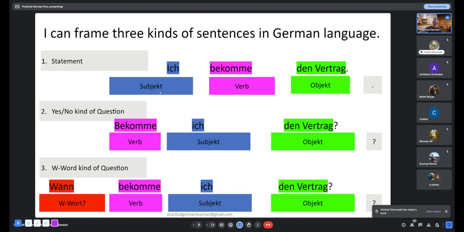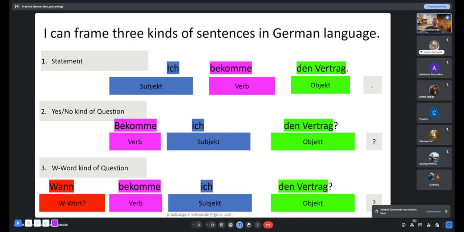A statement normally has a subject, a verb, and an object. So, ich bekomme den Vertrag. If you want to convert a statement to a yes or no kind of question, all you have to do is interchange the positions of the subject and the verb. So instead of ich bekomme den Vertrag, you say bekomme ich den Vertrag with a question mark, right? If you want to convert a yes or no kind of question into a W kind of question, just take the yes or no question and put a W word before that. So instead of saying bekomme ich den Vertrag, you will say wann bekomme ich den Vertrag. Yeah, when do I get the contract? When am I getting the contract?